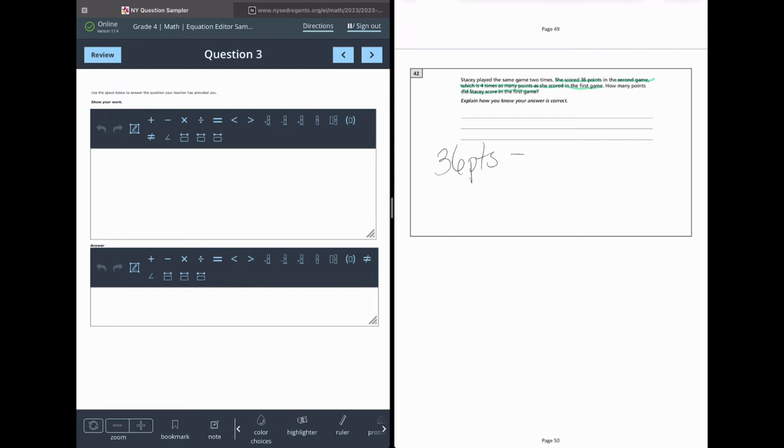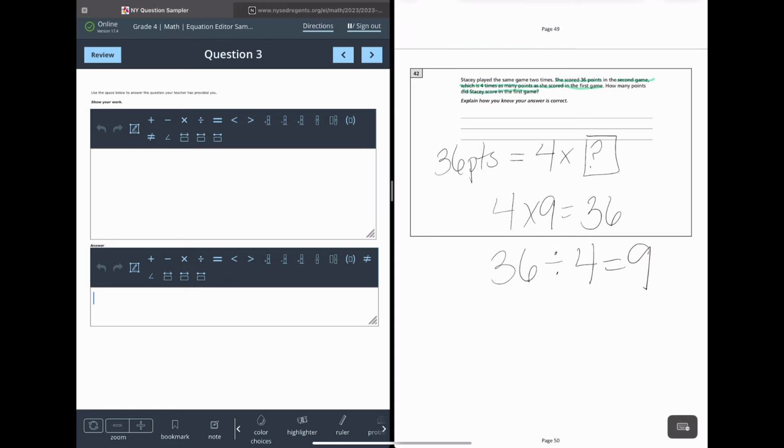And she said the 36 is 4 times some number from the first game. So what does that number have to be? So I can just think of different ways. This is more mental math. I could do, well, I know 4 times 9 equals 36. And I can put that. Or I could rewrite it 36 and use my fact families. 36 divided by 4 is 9. So I could use either one of those. And so let me start explaining.